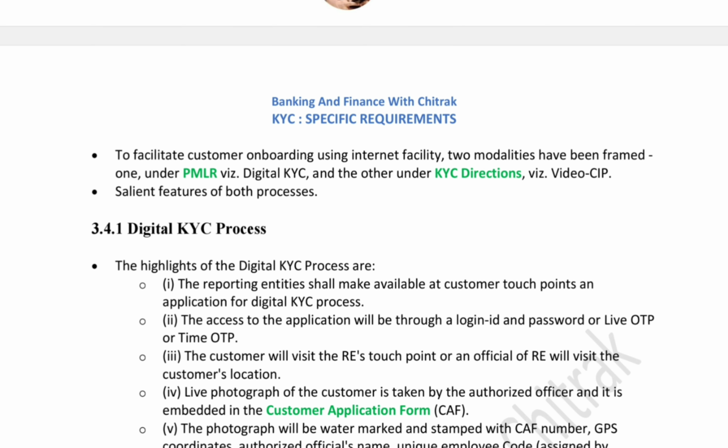In recent times, many banks have approached the online method to open accounts. So to facilitate such customer onboarding using internet facilities, two modalities have been framed. One under the PMLR, or Prevention of Money Laundering Rules, that is the digital KYC, and the other under the KYC Directions, that is the video CIP procedure.